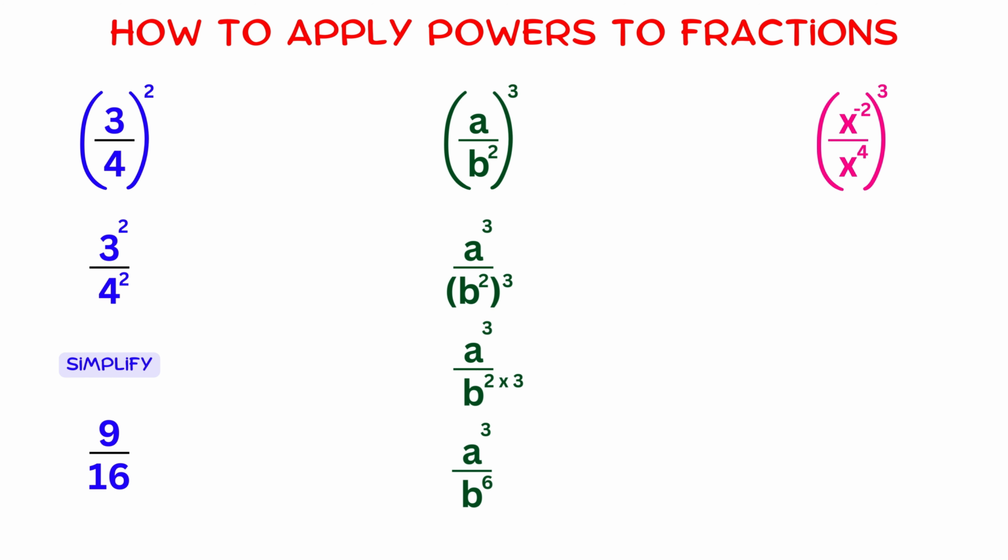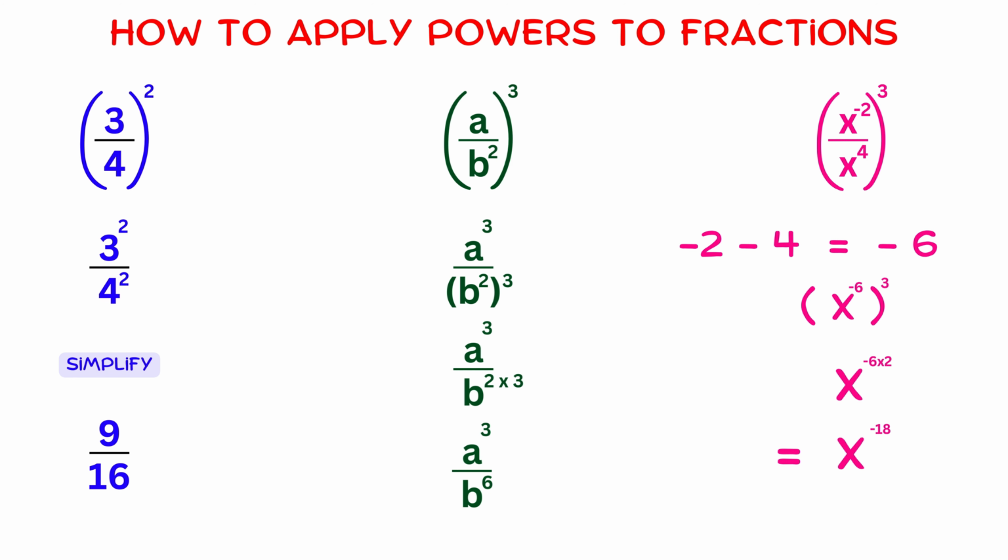Now, this last one is a little bit different because we have the same letter on the top and bottom of the fraction. This means that we can actually simplify the fraction before we apply the power of 3. To simplify x to the power of minus 2 over x to the power of 4, remember that it's exactly the same thing as x to the power of minus 2 divided by x to the power of 4, so all we have to do is subtract the two powers, so minus 2 minus 4 giving us minus 6.